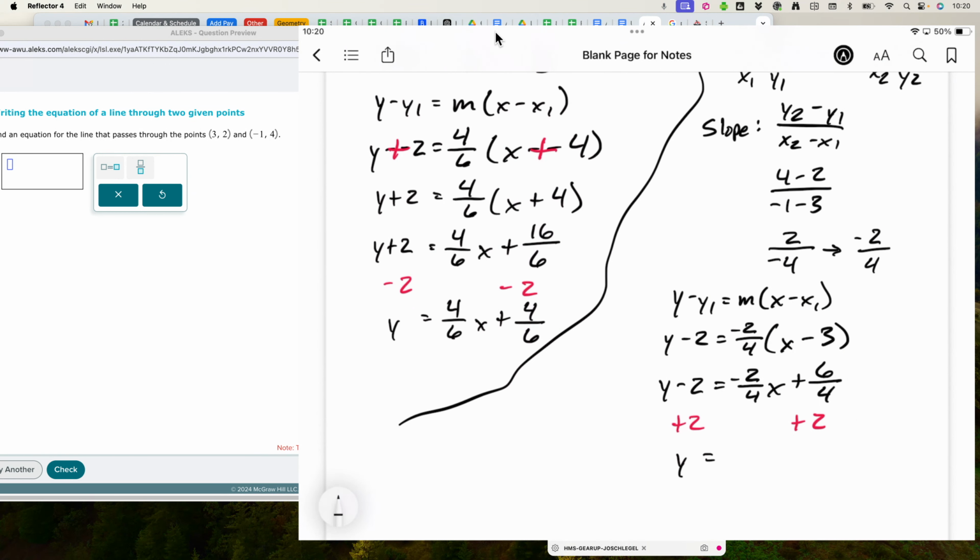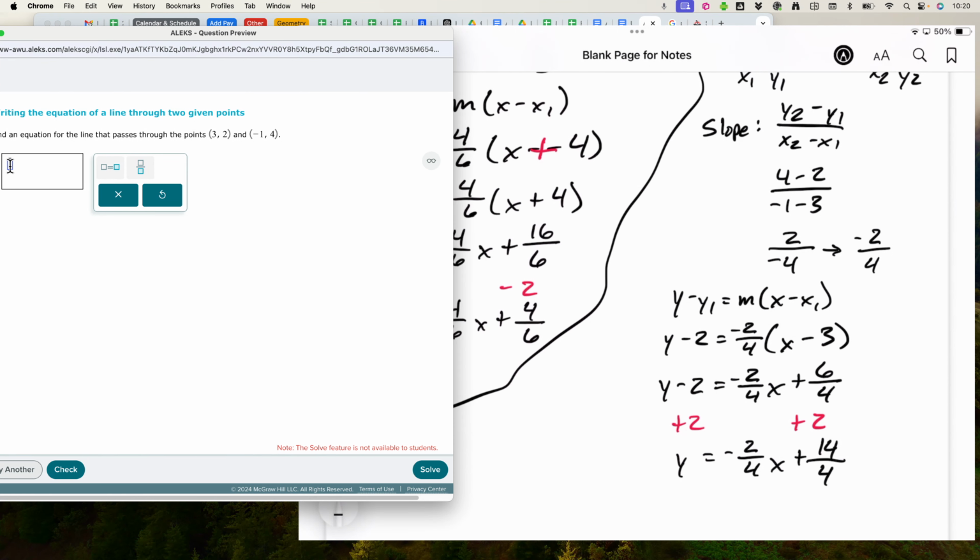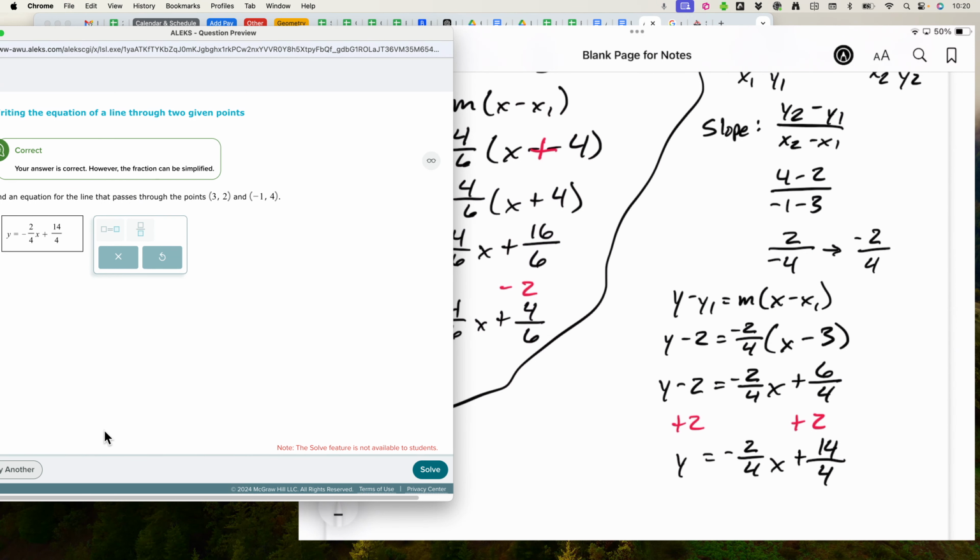Y is equal to negative 2 over 4 x plus 14 over 4 is what a calculator would give me. I could simplify that to be 7 over 2, but Alex will not care. So y equals negative 2 over 4 x plus 14 over 4. And we're correct.